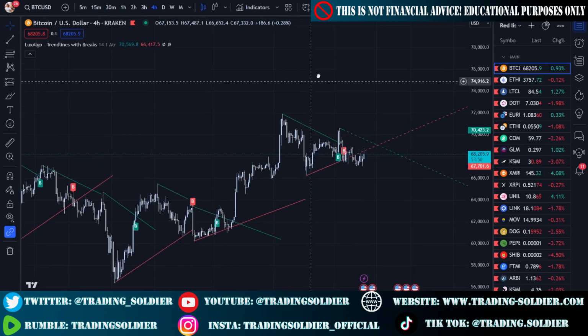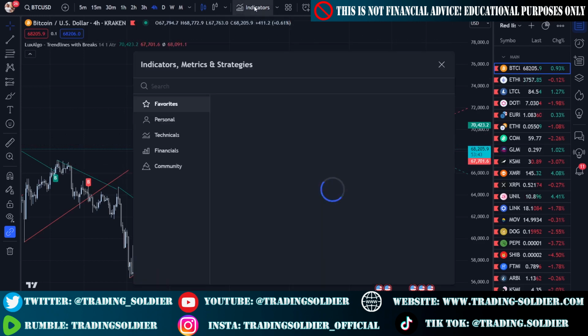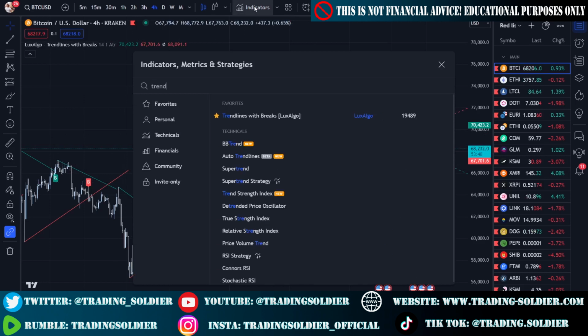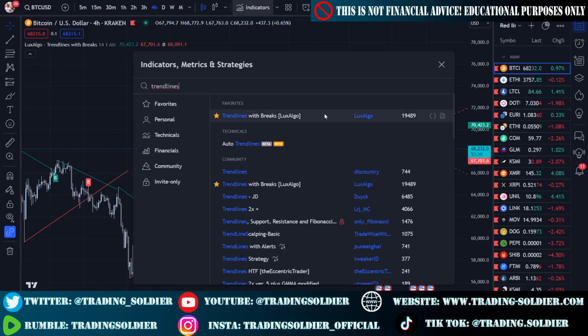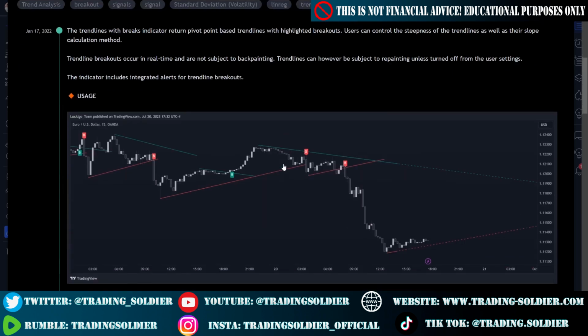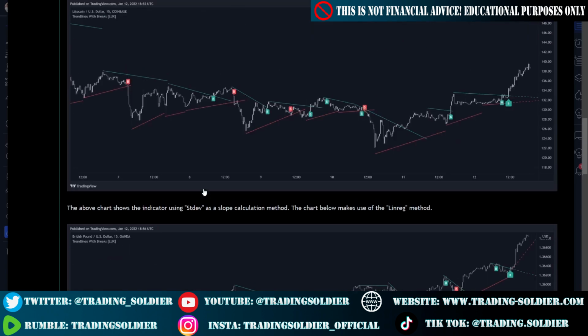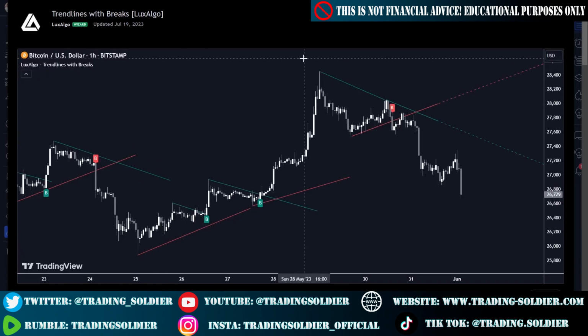So how can we use this indicator in our TradingView chart? To add it, we need to go into the Indicators tab and search for Trendlines with Breaks by LuxAlgo. You can see this one, which almost 20,000 people are using. Before using this indicator, I encourage you to read the tutorial that LuxAlgo provides for free, explaining the features of this indicator. It's almost a 5-minute read, and after reading this description you'll be pretty much ready to use the indicator.